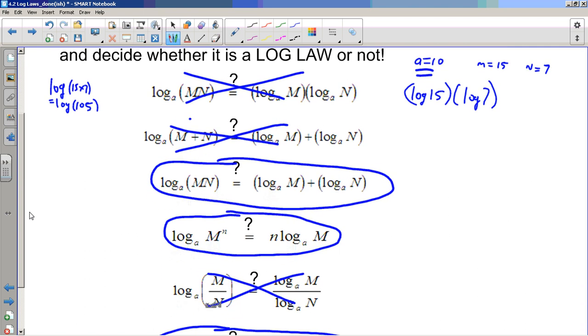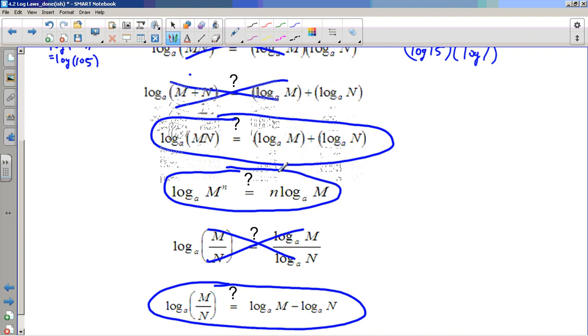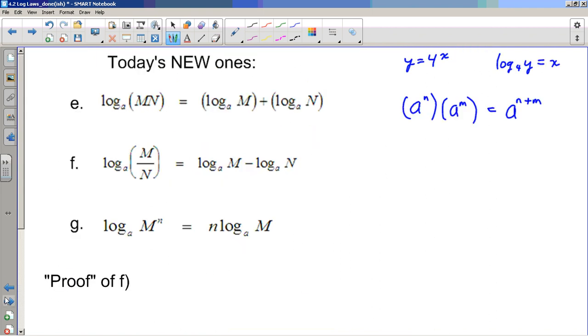Okay, first two don't work. And hopefully, for whatever you picked, as long as you put it into your calculator, these two work, and then this one works. That one doesn't work. So these three are today's new log laws. And does it make sense? It doesn't appear to be, right?